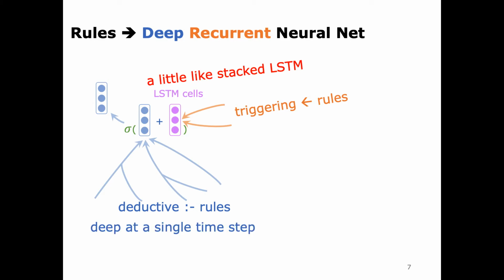The deductive rules make the neural network deep at a single time step, while the triggering rules make it temporally recurrent across time steps. The topology is defined by the deductive rules, the triggering rules, and the events that have happened.